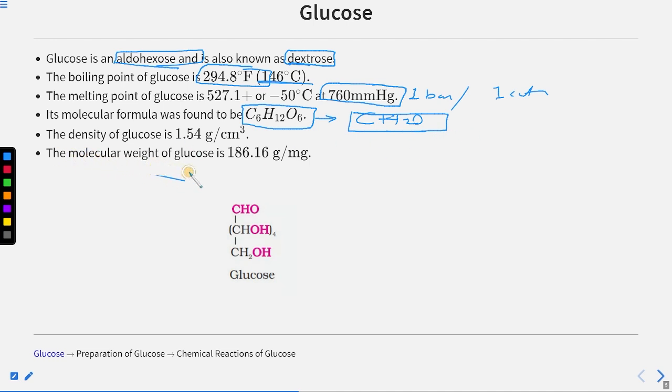Then it has a density of 1.54 gram per centimeter cube. You can try to convert this also in decimeter cube, that is in the liter. So centimeter into decimeter, it will be 1.5 into 10 to the power 3 gram per decimeter cube, or you would say liter. So I have converted it in liter because it is the most used notation.